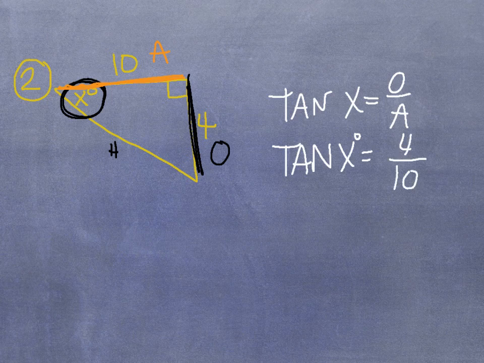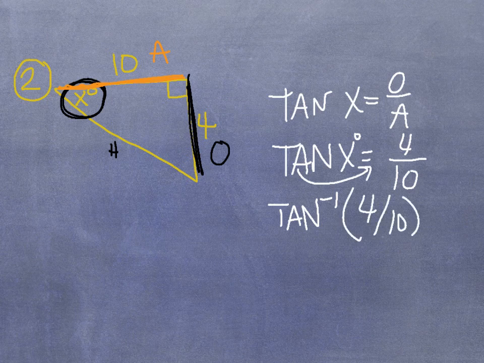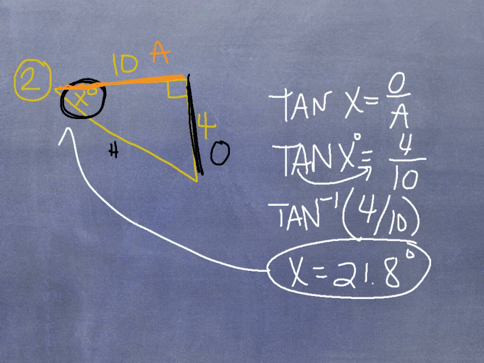So again, to solve for x here, I need to take the tangent to the -1. I have to do the opposite of tangent in order to move the tangent over to the other side. So in your calculators, you would hit the second key and the tangent button to bring up the tangent of -1, 4 divided by 10, and parentheses. When you hit equals, you will get roughly 21.8 degrees. That is your missing degree in this triangle.